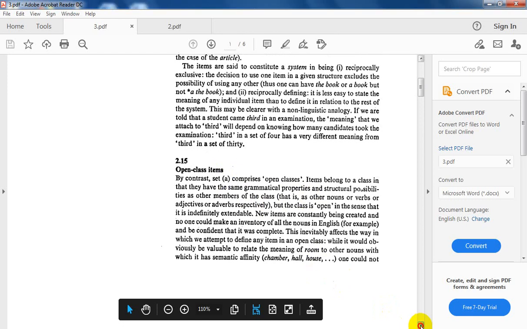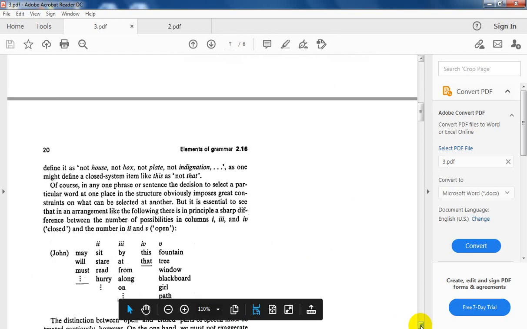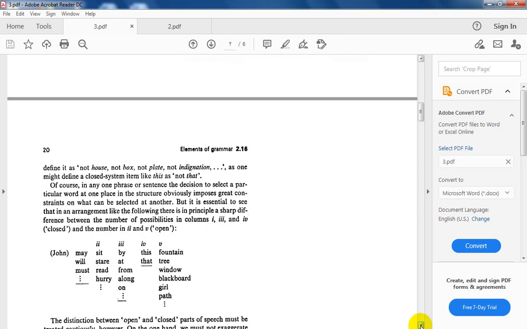One could not define it as not a house, not books, not plate, not indication, as one might define the closed system items, like this. When I say this, what does it mean? Simply not that. This means not that.